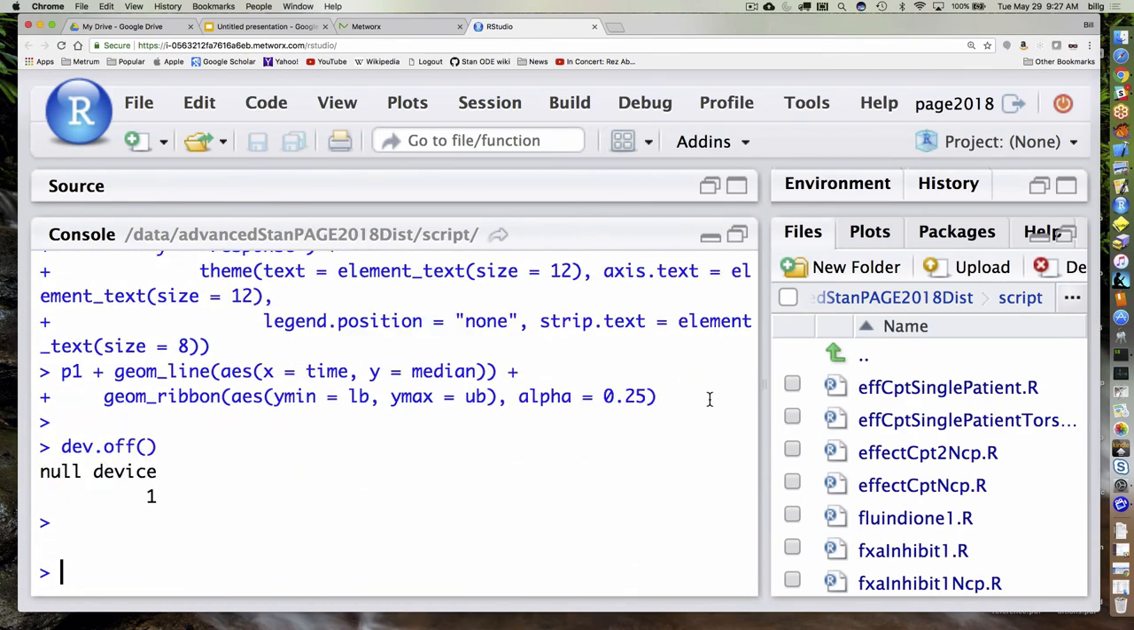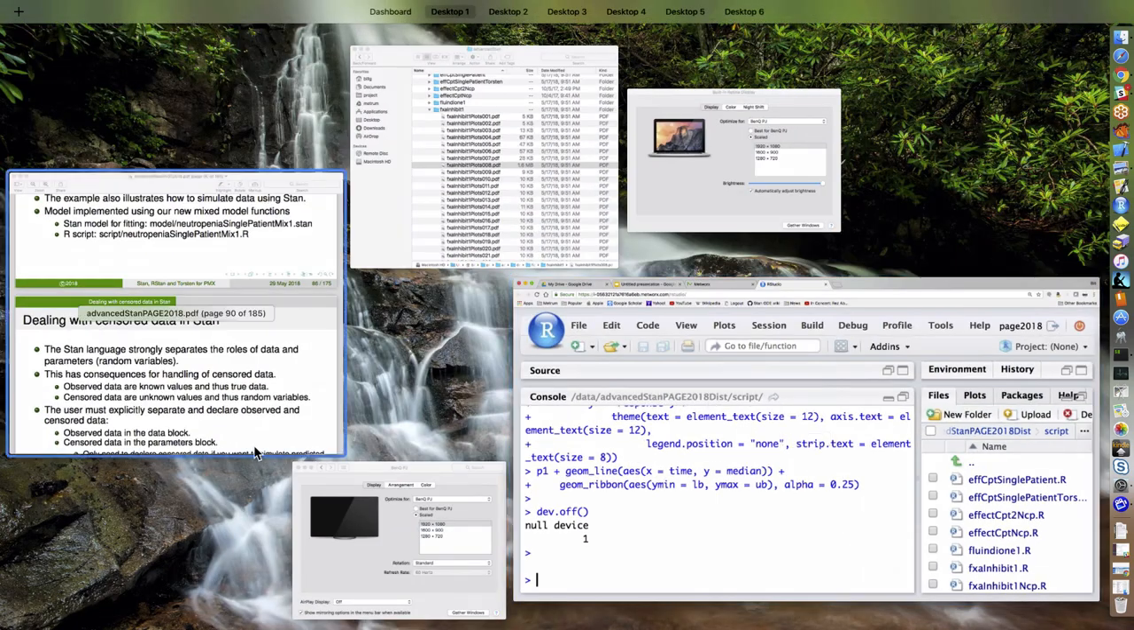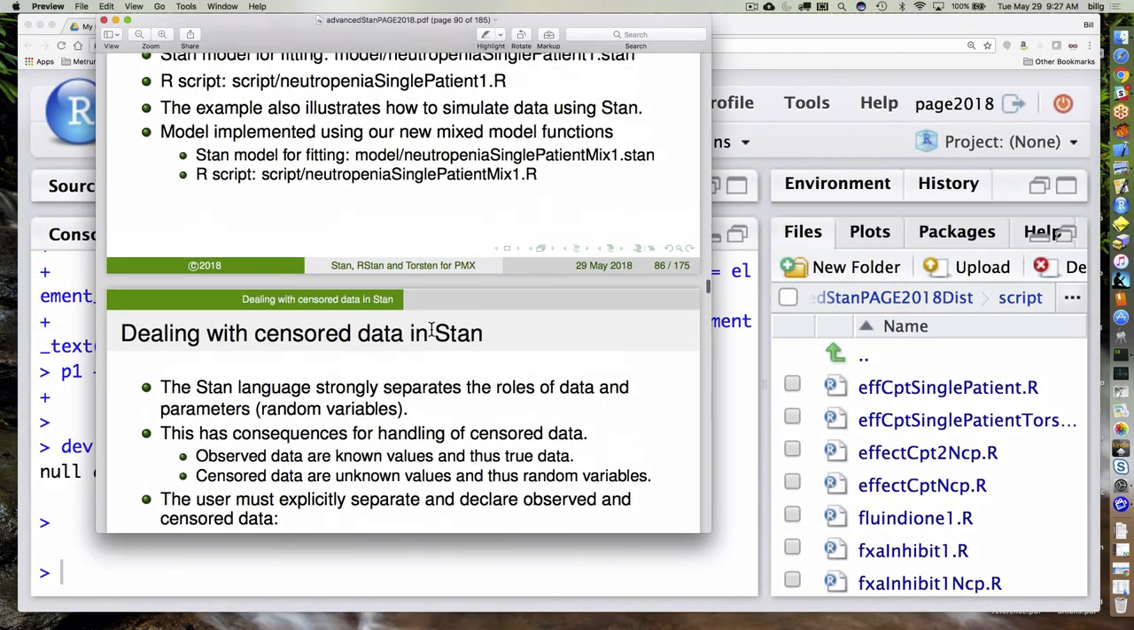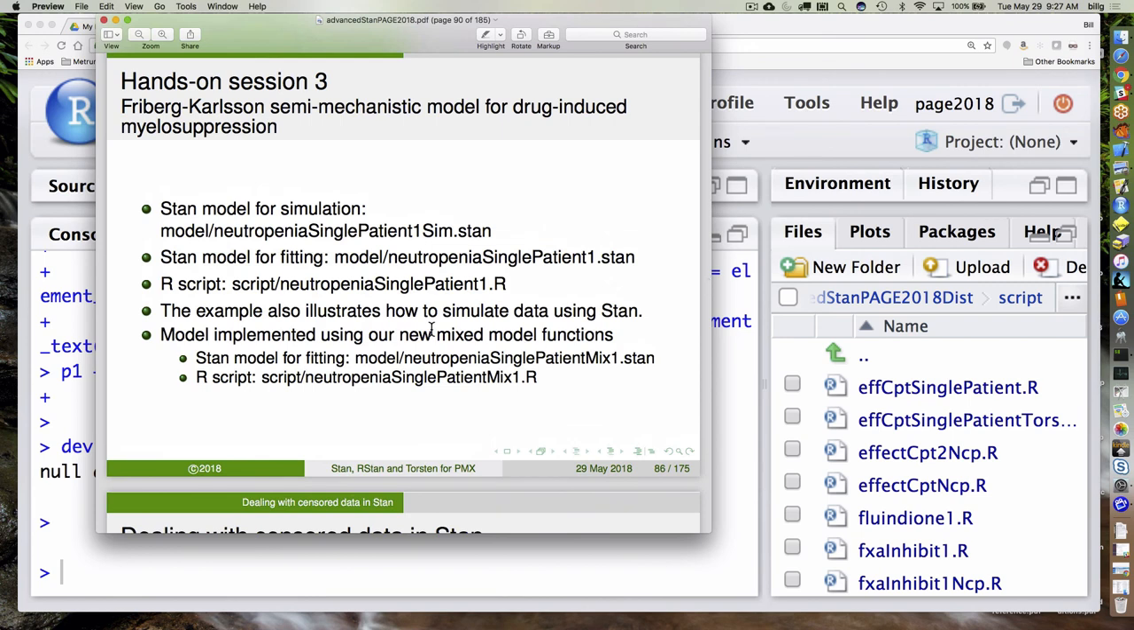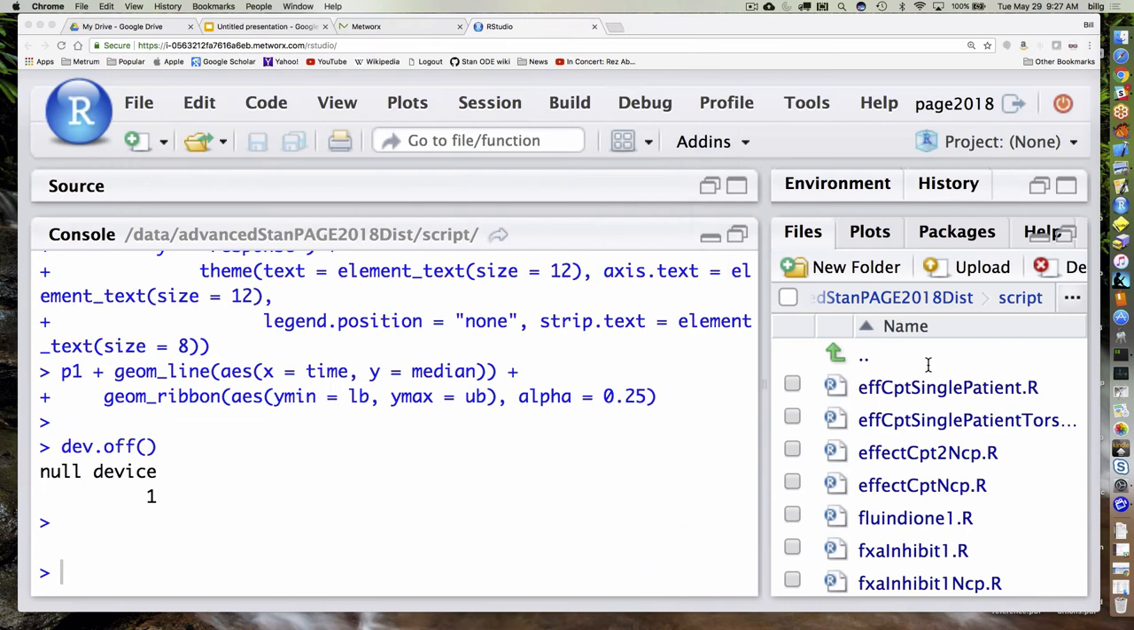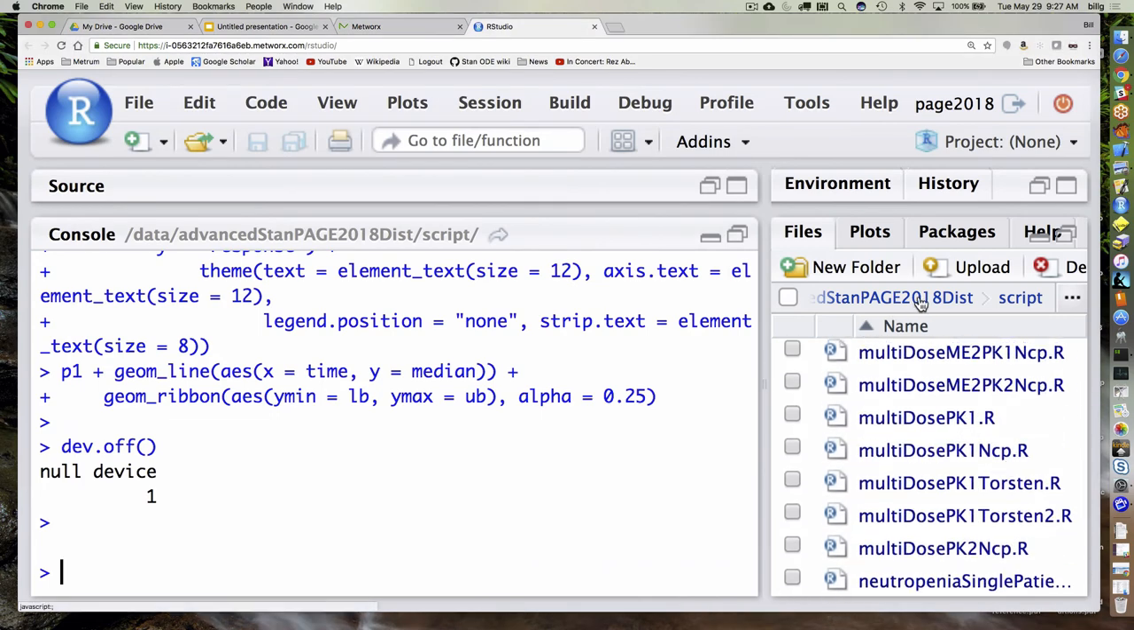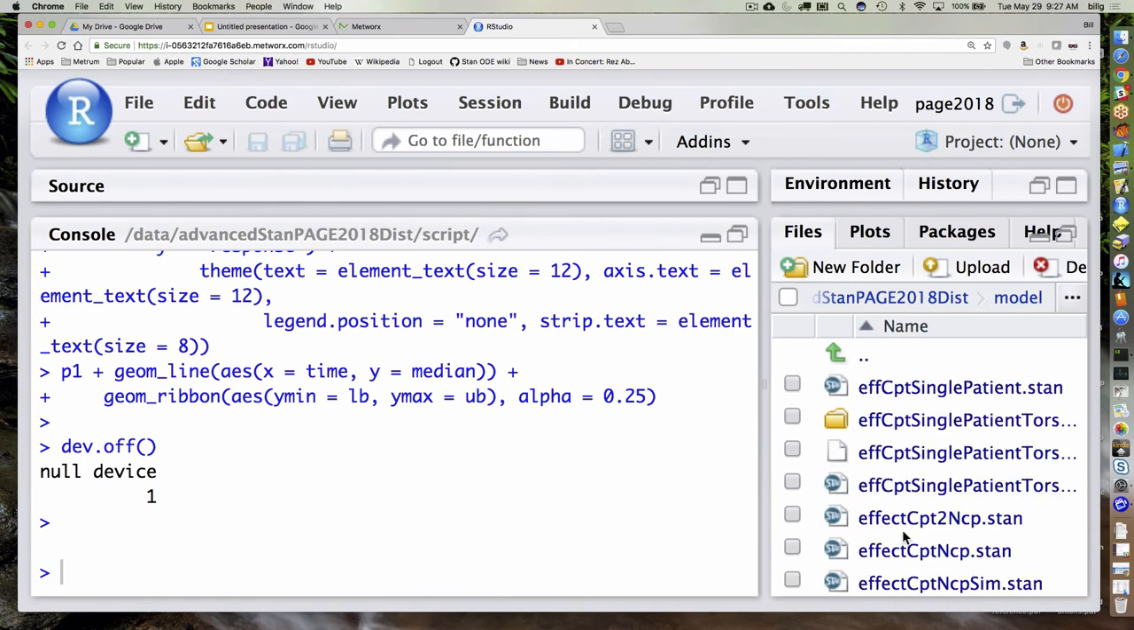Okay, so where we were going to go with that, we're going to take a look. So that was called neutropenia single patient 1. Let's take a peek at that. Actually, let's go to this model folder.